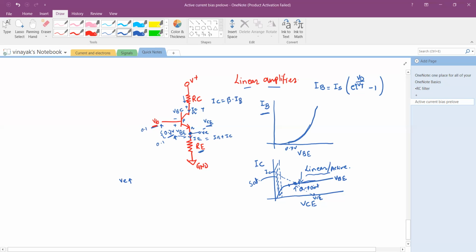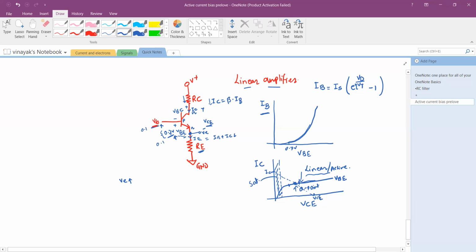So when the voltage at the emitter pin goes up, the base current will come down, and the collector current will then come down. And essentially IE will also come down, making the voltage at the emitter pin come down, right? So it's a kind of negative feedback through which you are providing stability to the circuit, right?